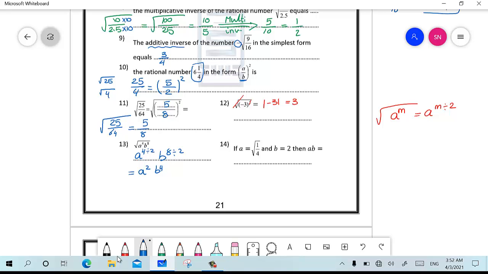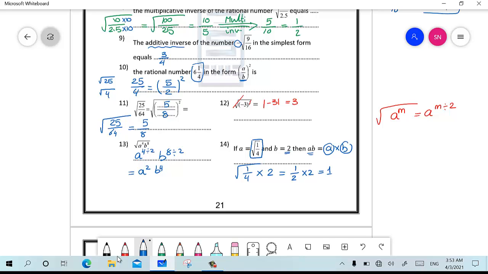Let's have a look here at number 14. If a equals square root 1 over 4 and b equals 2, then ab equals, we know that ab means a times b. So I'm going to take away the a and write instead of it the value which he gives me for a. So I have square root 1 over 4 times, I'm going to take away the b and write the value he gives me for b, times 2. We said that the first thing we do is go and find the square root. So the square root of 1 over 4 is equal to 1 over 2 times 2. Both of them are the multiplicative inverse of each other, so the answer is 1.